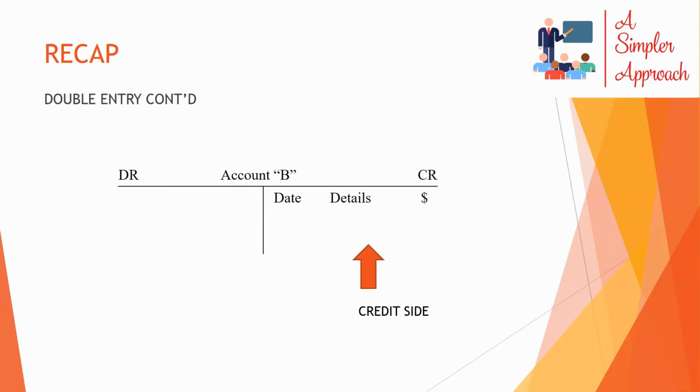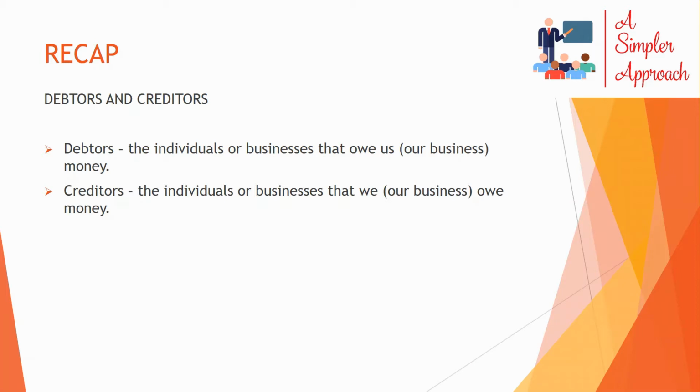That's number one. Number two, debtors and creditors. Our debtors are those individuals that owe us money, and by us, we mean our business. Creditors, the flip side of the coin, are those individuals or businesses that we owe money, and by we, I mean our business. Okay? Now, place these two things not so far away in your mind. We're going to come back to them in short order.